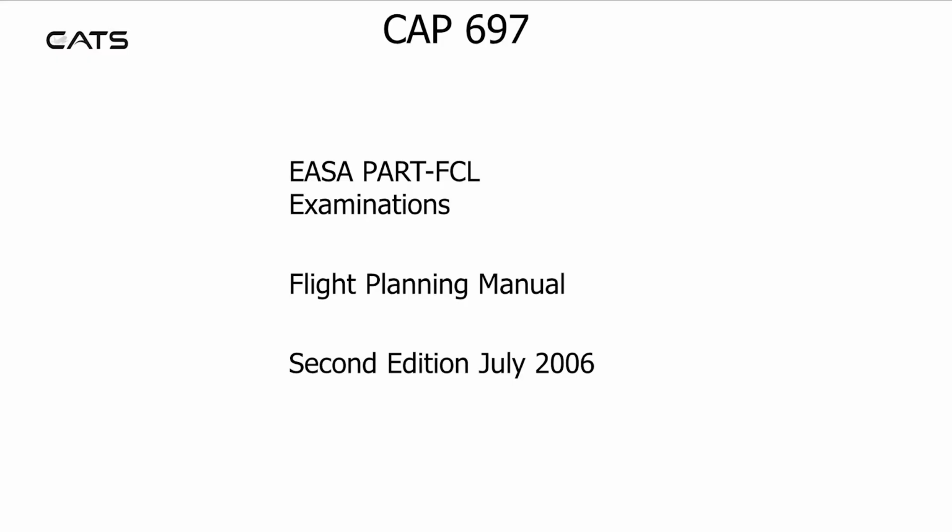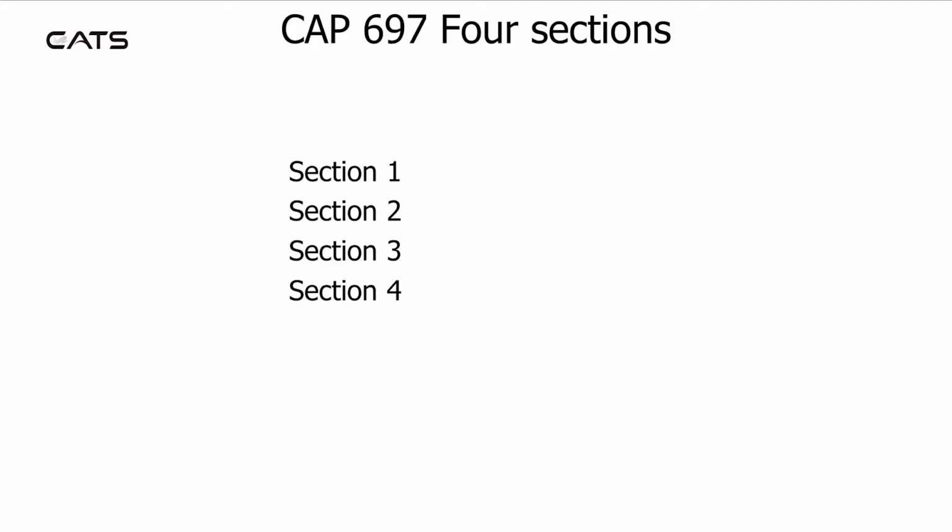The CAP 697, EASA Part FCL Examinations Flight Planning Manual, 2nd edition, July 2006. There's 4 sections. Section 1 includes definitions. Section 2 includes the single engine piston. Section 3, the multi-engine piston. And Section 4, the medium range jet.